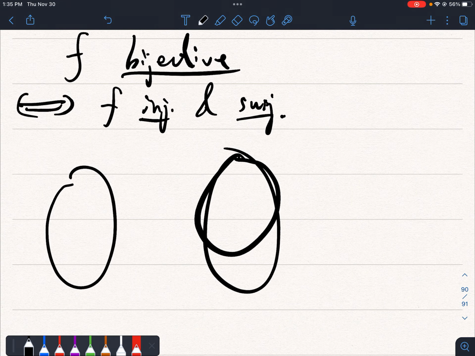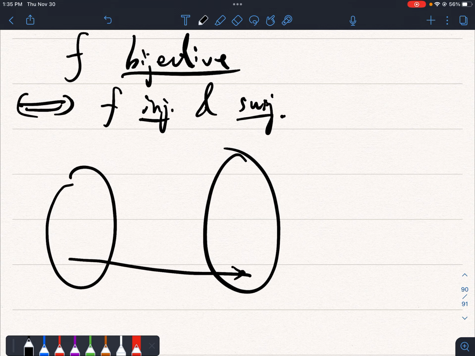If and only if it's injective and surjective. But what does it mean? It means, for example, that the codomain must be the range, which means every point must be mapped to by at least one point. And also by the injectivity, it cannot happen that two points are mapped to the same point in y, in B, right?